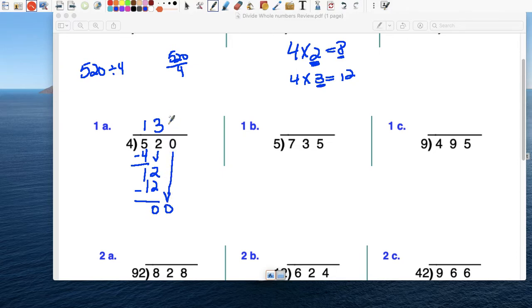Now we can't leave this empty. How many times can 4 go into 0? 0 times. Right? So that is 0. So the answer is 130. Check in your calculator, put 520 divided by 4 and see if you're correct.